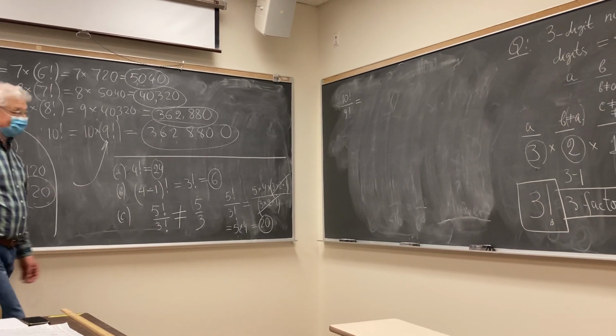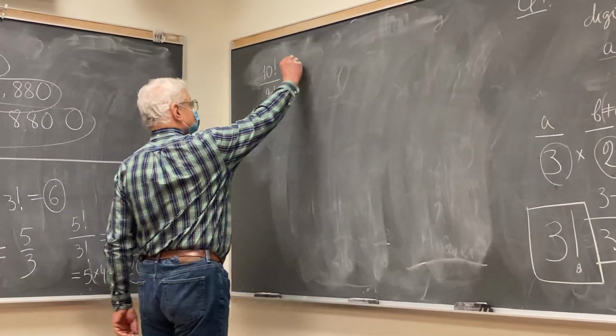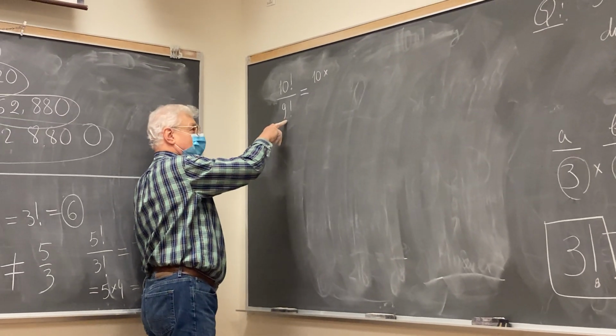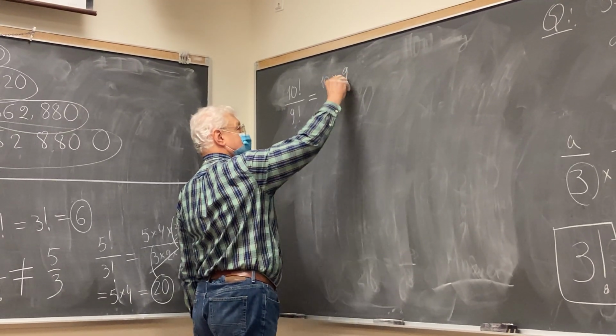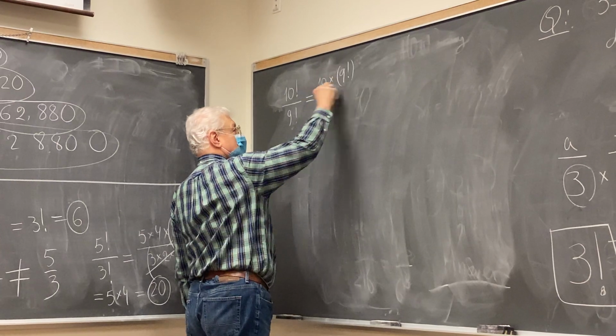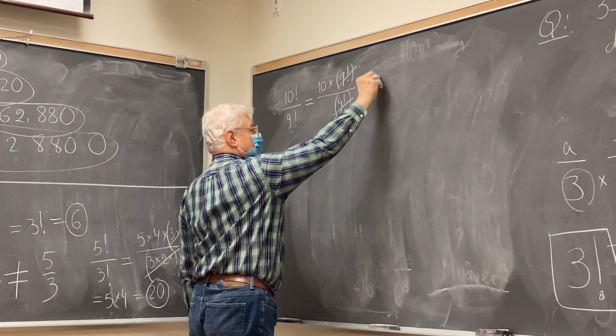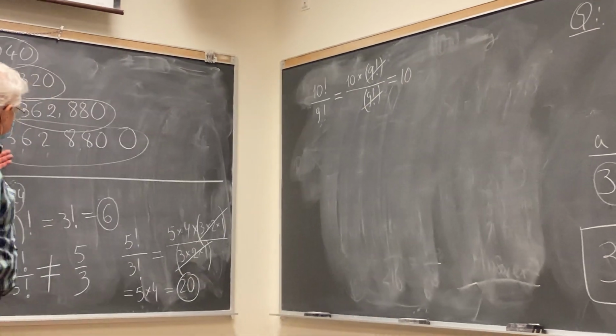10? 10, good. So how to solve it? You see here 9 factorial is below, but 10 factorial is the same as 10 times 9 factorial. And divide by 9 factorial. So this cancels out and the answer is 10.